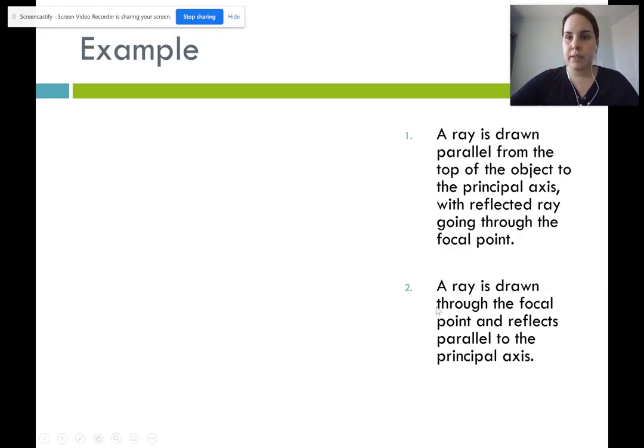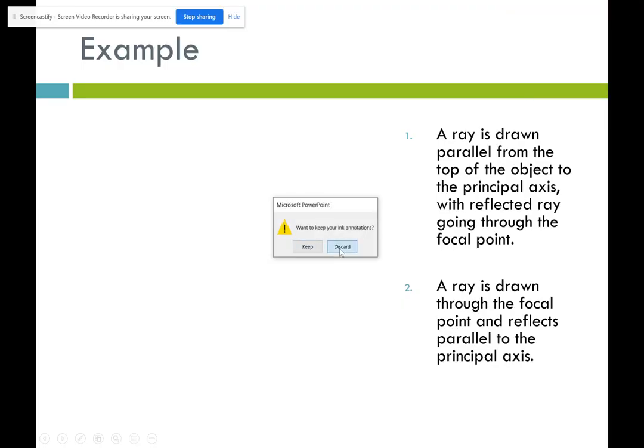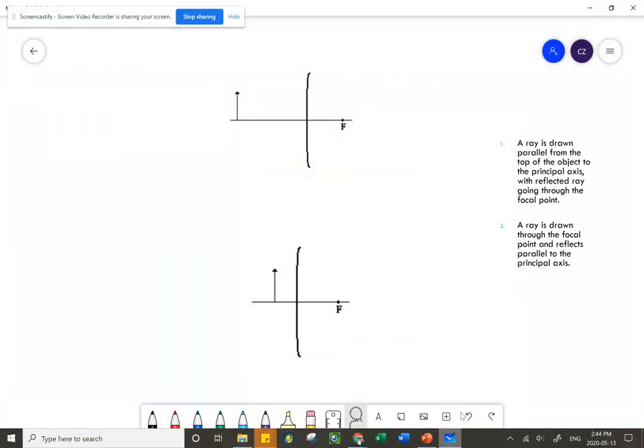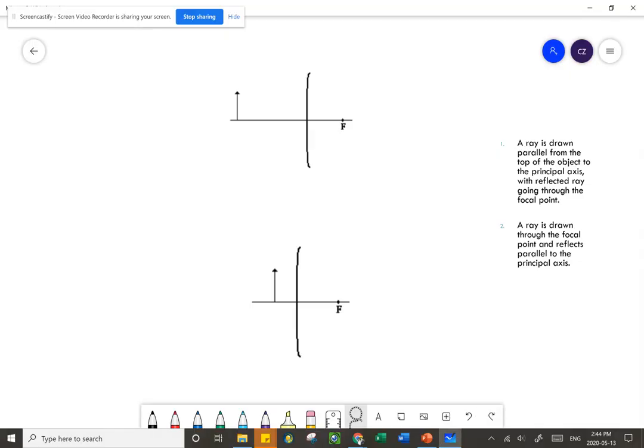Okay, so let's do an example. I'm going to make myself disappear. We're going to go here and we're going to do some examples. I have the steps still written for us here about what we're going to do. So step 1 and step 2 are still drawn right here.